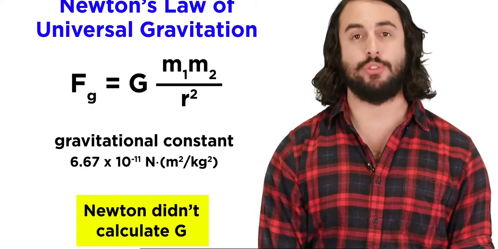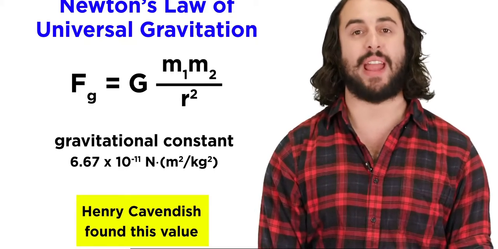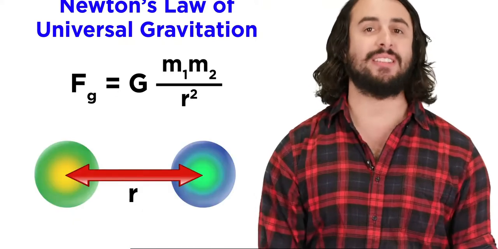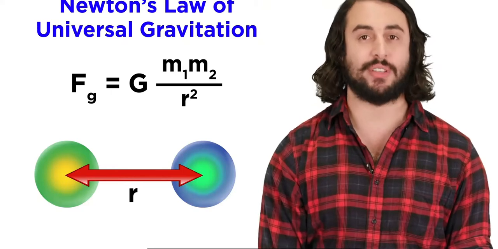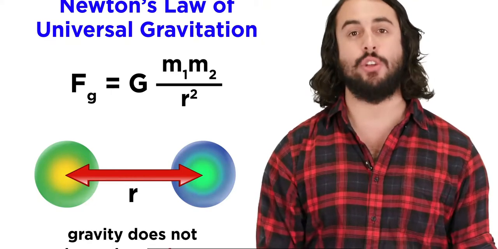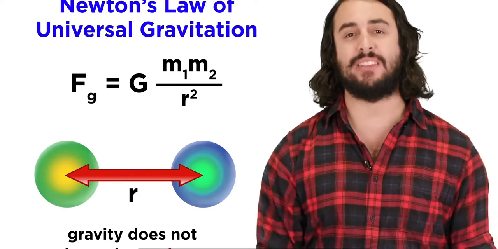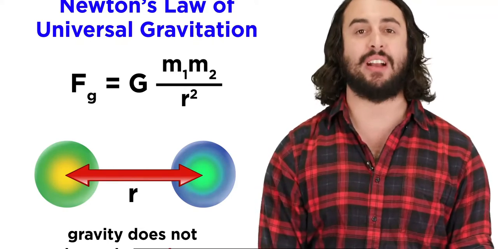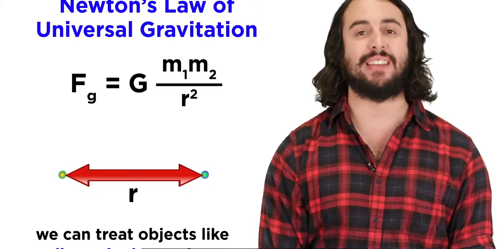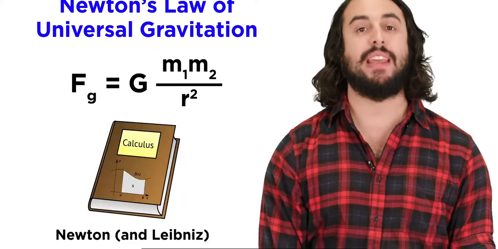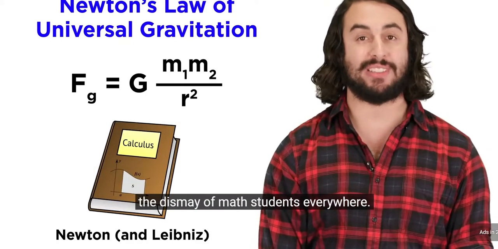This value was not known to Newton at the time, but was determined experimentally about 100 years later by Henry Cavendish. When discussing the radius between two objects, we will take the distance between their centers rather than their surfaces, as Newton showed that the gravitational force exerted by an object depends only on its mass and not on its volume, meaning that when discussing gravity, we can treat everything as a point-like mass. He had to invent the calculus to do so, much to the dismay of math students everywhere.